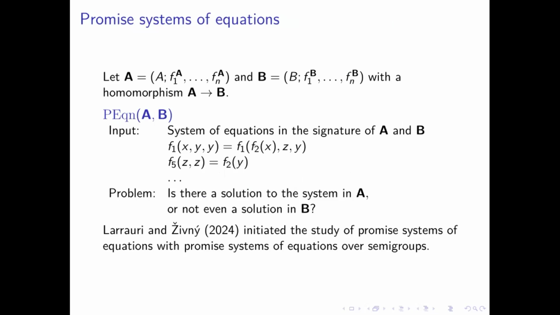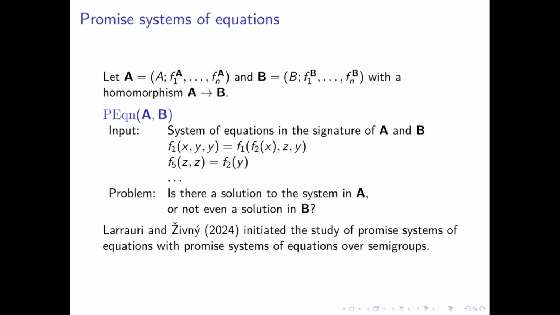All right, so then what I'm interested in, what I'm going to be talking about mostly, is promise systems of equations. So the setup is similar, but now we're working with algebras instead of relational structures. So I just have bold A, bold B written out here, finite signatures. Again, you have this homomorphism from A to B in the setup. Now your inputs are just systems of equations in the signature of A and B. And the question is: is there a solution to the system of equations in A or not even a solution in B? So very similar setup to the PCSP.